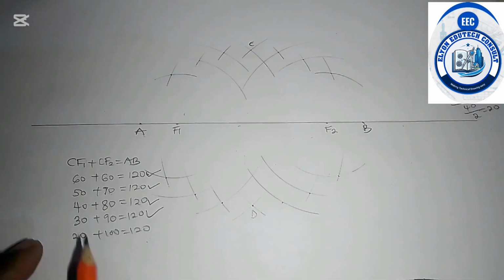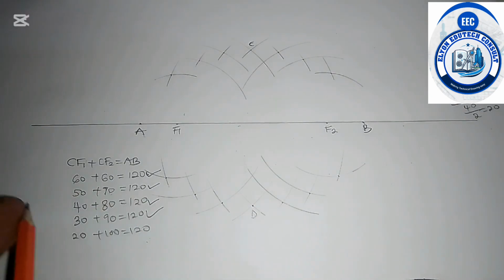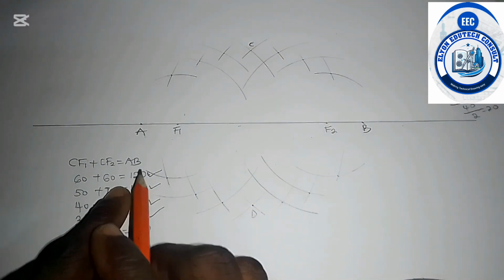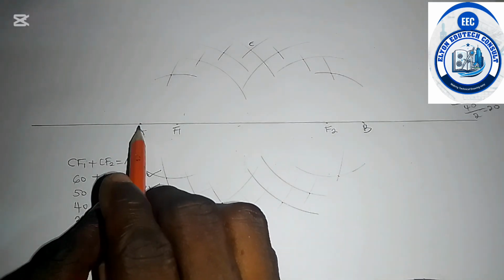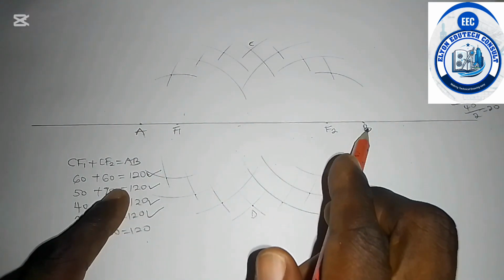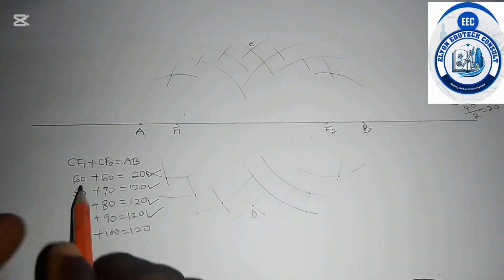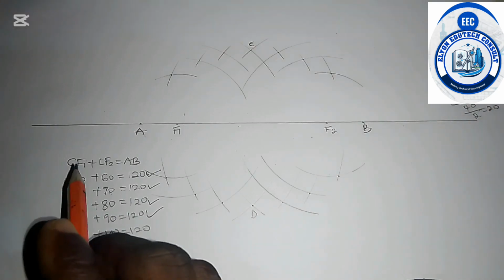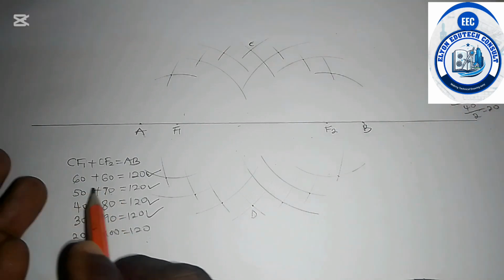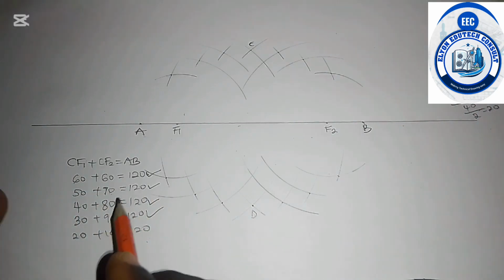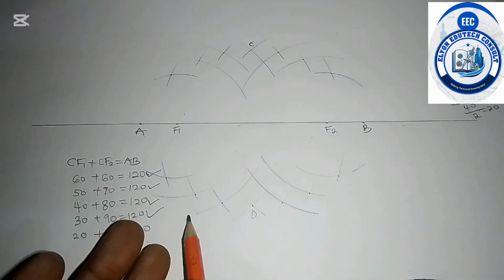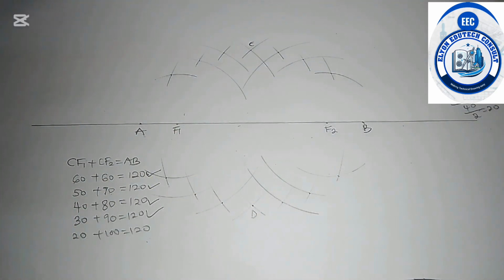And let me quickly say, it's not compulsory you use my values, you can create your own values, but just make sure that the two values, when added together, give you the major axis, and the major axis in this case is 120. So you can have different values. You can have 60 plus 60, 65 plus 55, or 65 plus 75, I mean in that order.